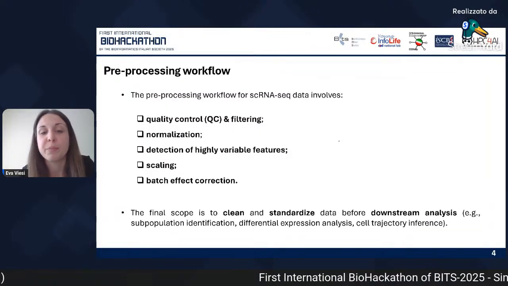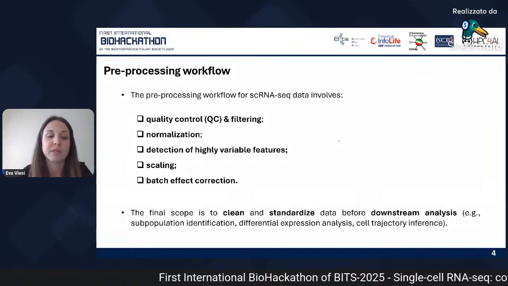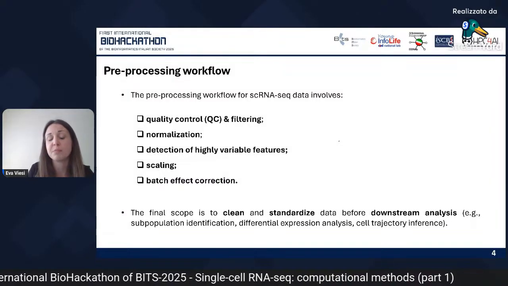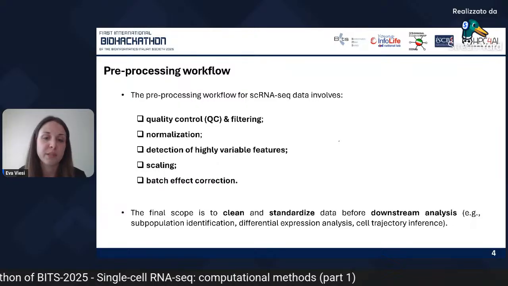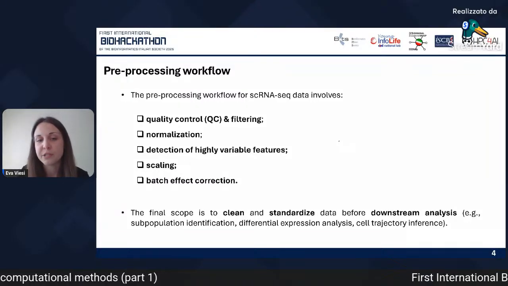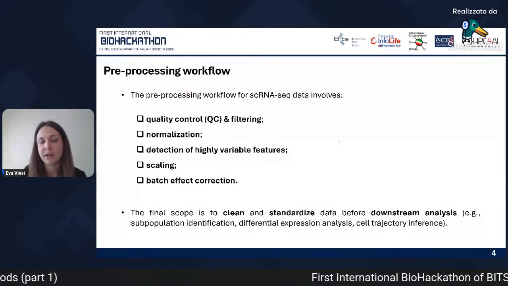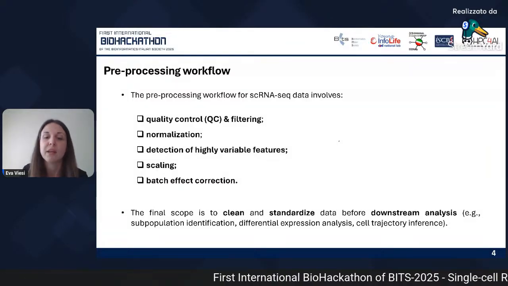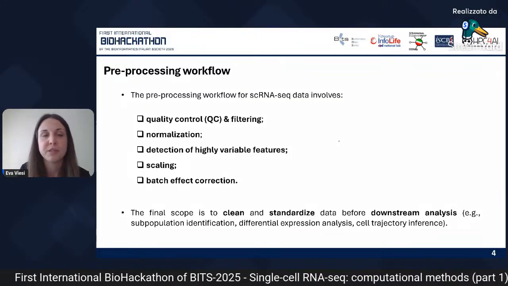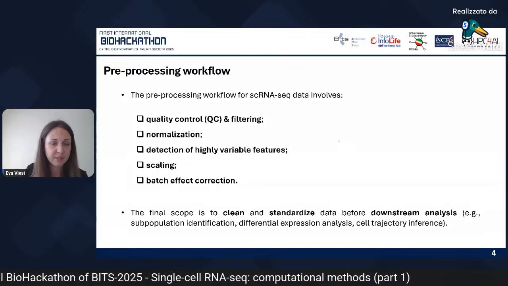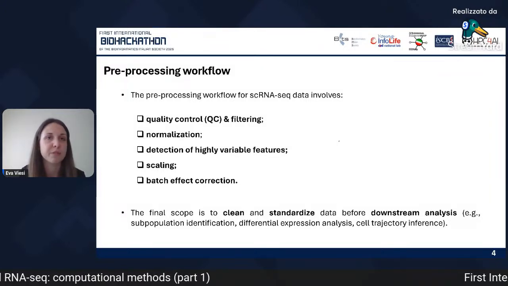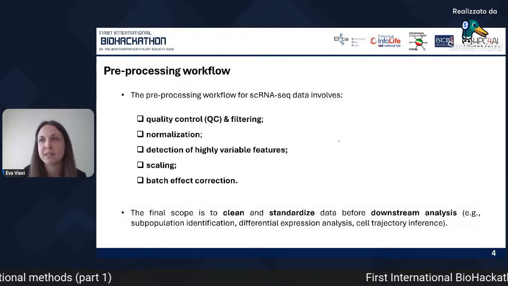The preprocessing pipeline of single-cell RNA sequencing data involves different steps. These steps include the quality control of the data and filtering, the normalization, the detection of the highly variable genes, the scaling of the data, and finally the batch effect correction. The goal is to have clean and standardized data for subsequent analysis and tasks.